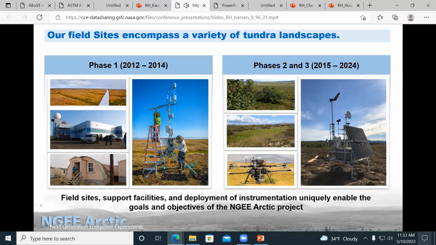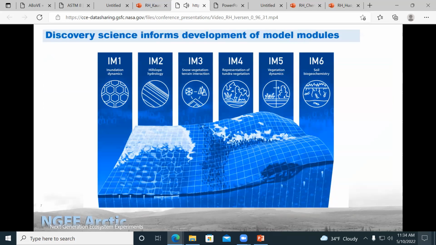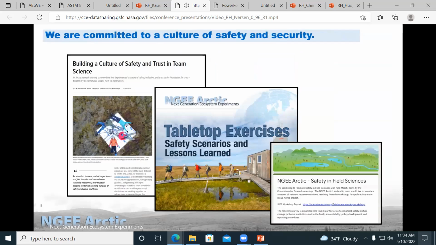The field sites that we established in phase 1 and 2 of the project were really facilitated with help from the University of Alaska, DOE programs, including ARM, and native corporations that have been central to our success. Our discovery science informs the development of 6 model modules that span model scales and processes from inundation to vegetation dynamics, each evaluated against multi-scale measurements.